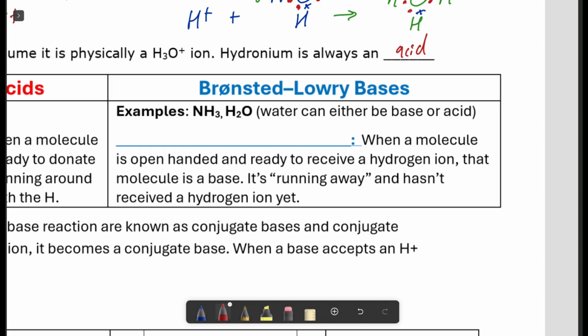Okay, a base is just a proton or H plus acceptor. So when the molecule is open-handed and ready to receive the hydrogen ion, that's a base. It hasn't received it yet, but it's about to. You can think of it as if all the molecules were in a game of tag. The bases are the ones running away, trying to be like, I don't want to be it. And the acids are like, I'm going to tag you with my hydrogens. So right now, Caleb is the acid. Oh, now I'm the acid, and now he's, what is he? He's the base.